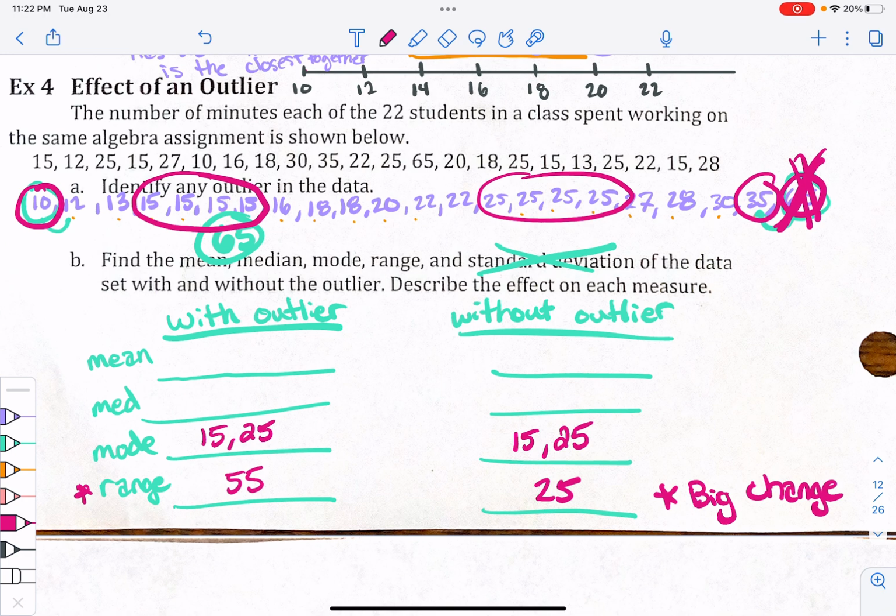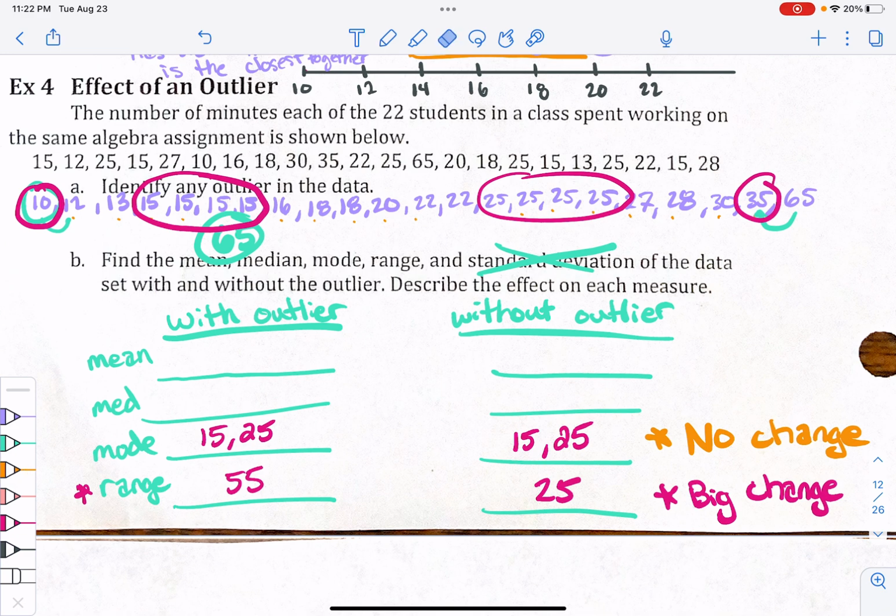It should always be the same thing, that the mode will stay the same, because the 65 that I'm removing, if that's truly an outlier, it shouldn't be the number that appears more than once, right? So 65 should not be the mode ever, because that's an outlier. If it appeared more than once, it wouldn't be an outlier. So by removing that 65, the mode just didn't change. So I'm going to say right here that there's absolutely no change with the mode when I have the outlier versus not have the outlier. And that will always be the case, not just for this data set.